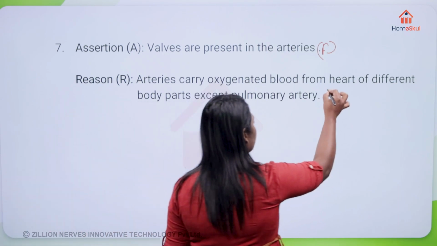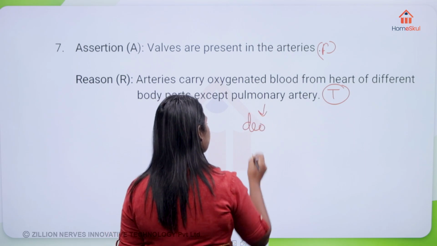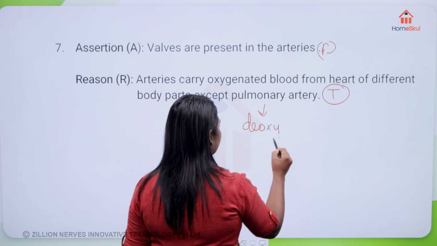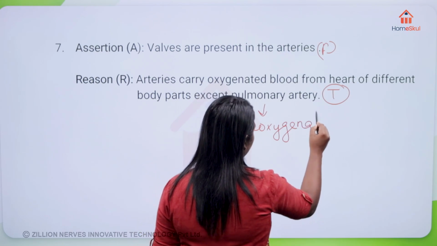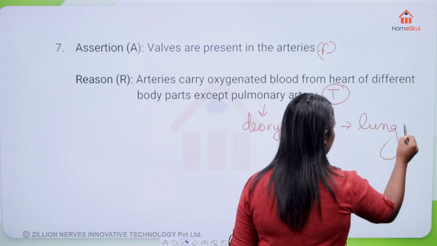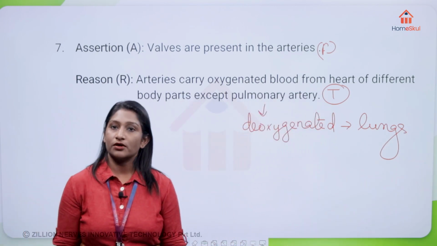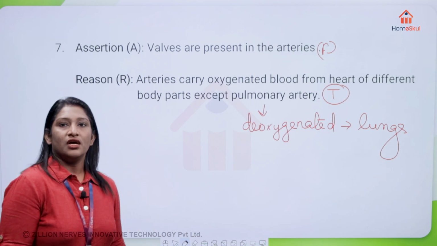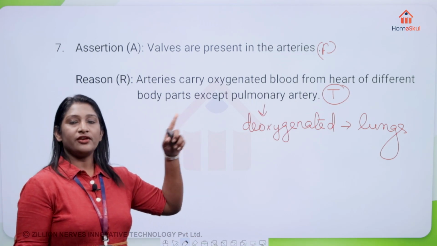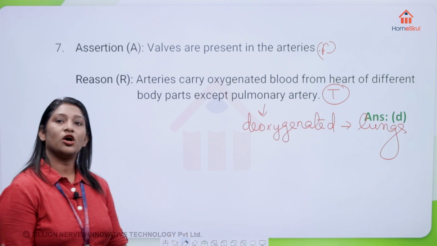Yeah, this is true, because the pulmonary artery carries what? Deoxygenated blood, isn't it? Deoxygenated blood. And that is pumped towards the lungs for oxygenation, isn't it? It is supplied to the lungs for oxygenation. So that is true. So assertion is false and reason is true. Which one is the option? My answer is here option D.